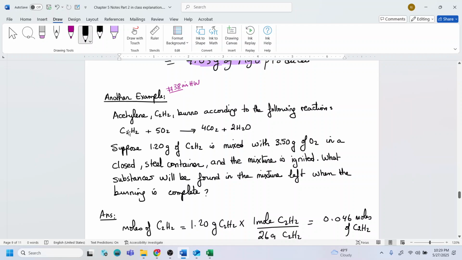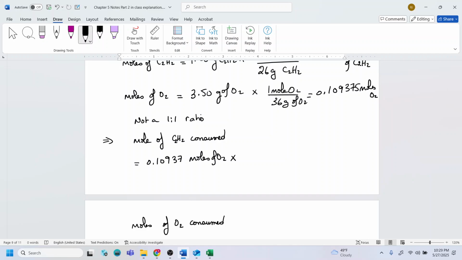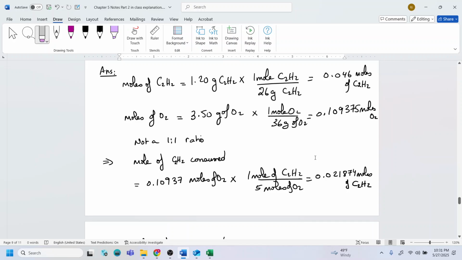I know that for every 1 mole of acetylene, I am reacting it with 5 moles of oxygen, right? So for every 1 mole of C2H2, I am reacting it with 5 moles of oxygen, and that is equal to 0.021874 moles of C2H2. So you can easily compare. This is the moles consumed, and this is the moles of the acetylene that you calculated. So you consumed half of what you already have.